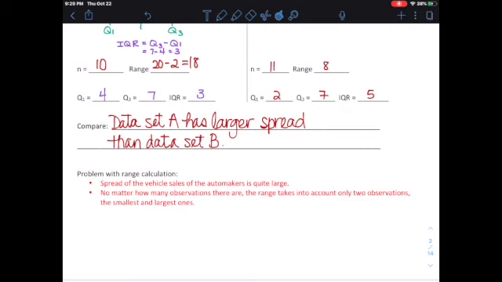The spread of the vehicle sales of the automakers is quite large. And the second one is that no matter how many observations there are, the range is only taking into account two observations, the smallest and the biggest. In this case, the smallest could be really off the wall, or the largest could be really off the wall, and we wouldn't know anything in between. So it's not as accurate, because you want to have more samples, so it gives a truer picture of everything.